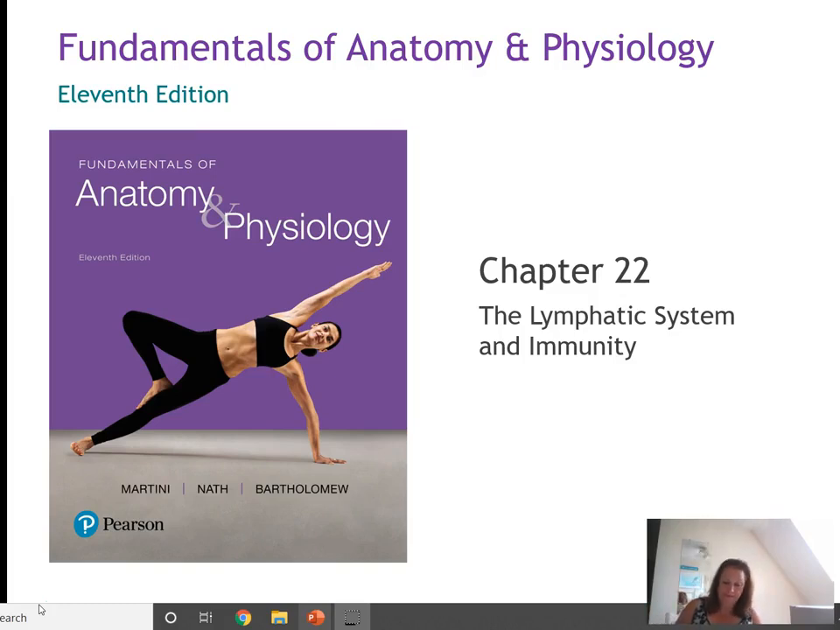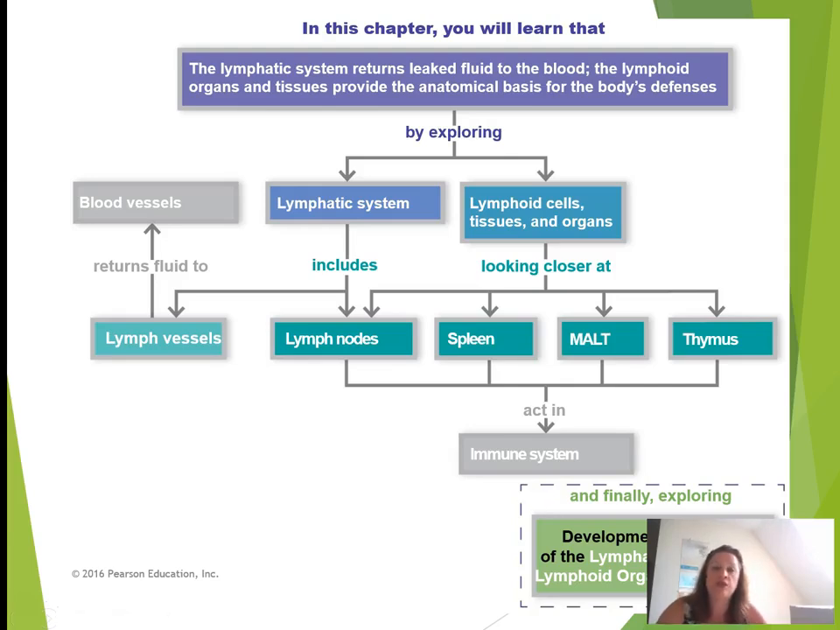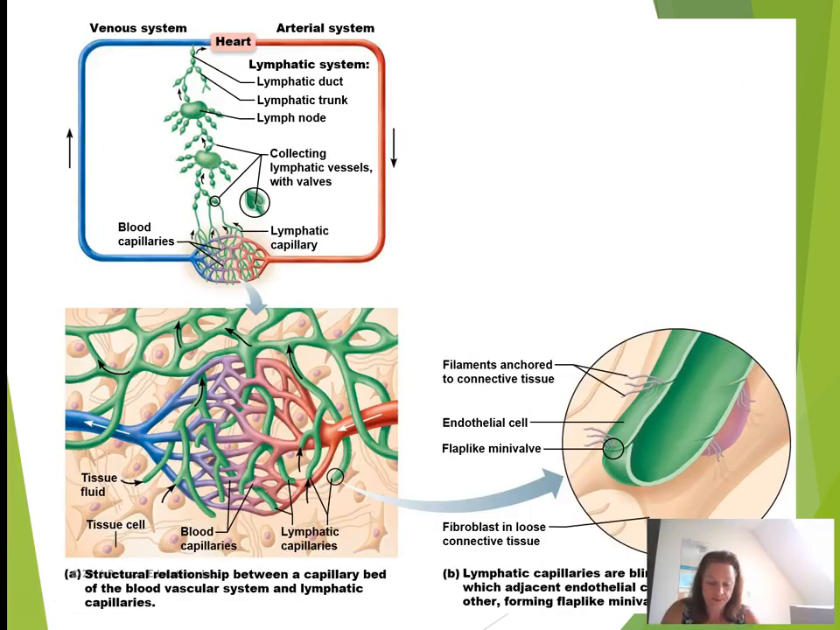So as we move through the chapter, we're going to look at the lymphatic system, then the lymph vessels, lymph nodes, and then other lymphoid cells, tissues, and organs. And then the second part of this presentation will be the immune system. So basically, the lymphatic system includes lymphatic vessels. Everything here in green is going to be lymph.